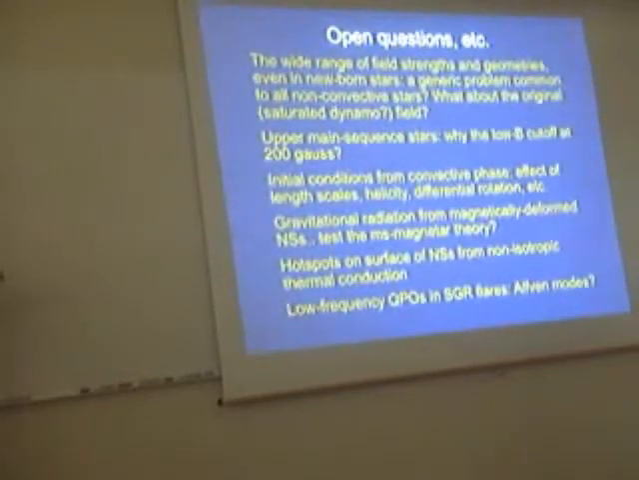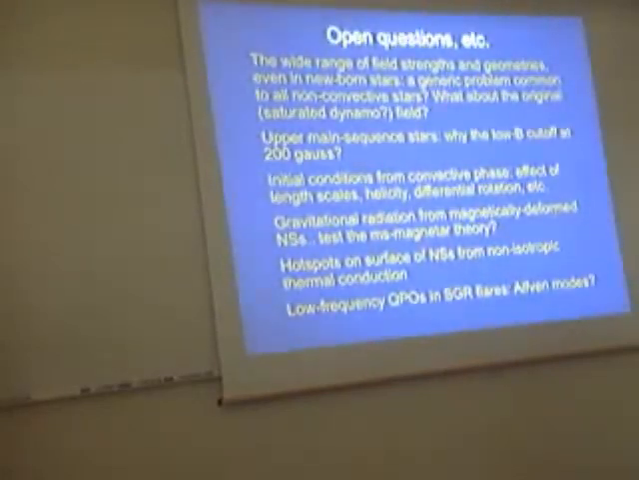So just some things which need to be answered in the future. Also, an obvious question to ask is, on convective stars, we see that the field strength is a function of things like the rotation speed. There are some nice correlations there. Why is it that once convection switches off, the field is not a function of rotation speed or anything like that?